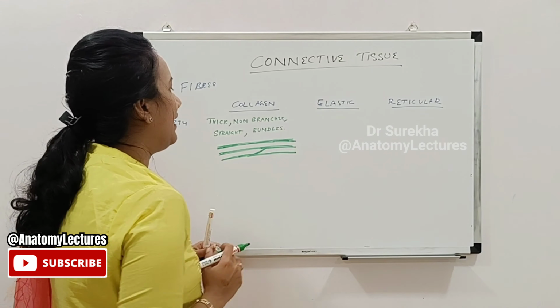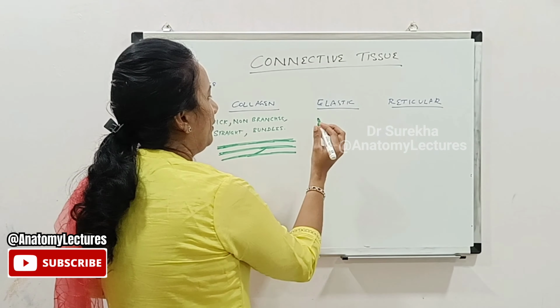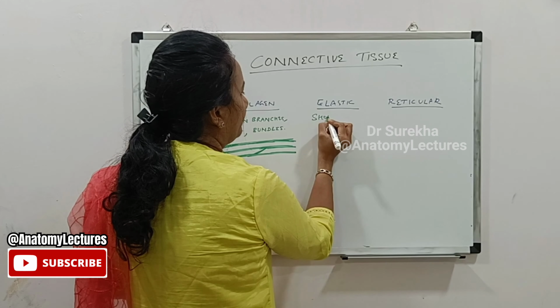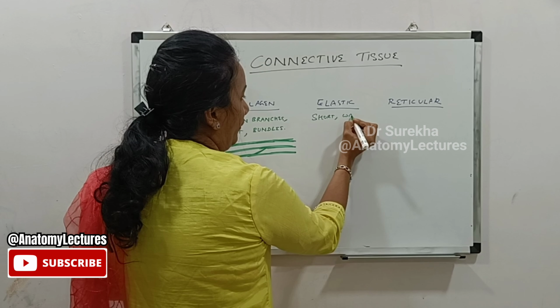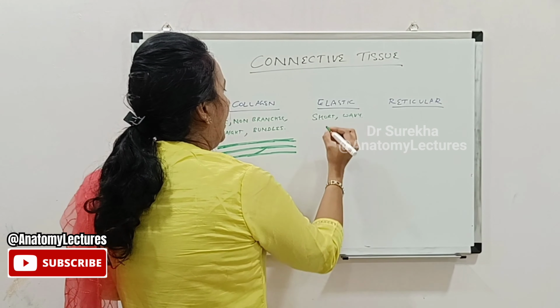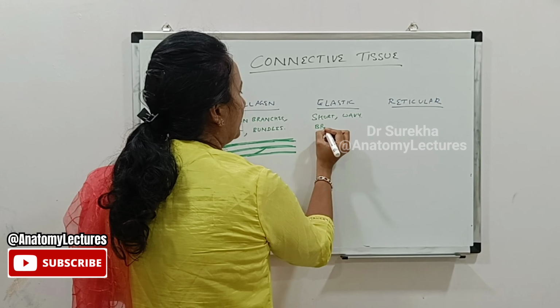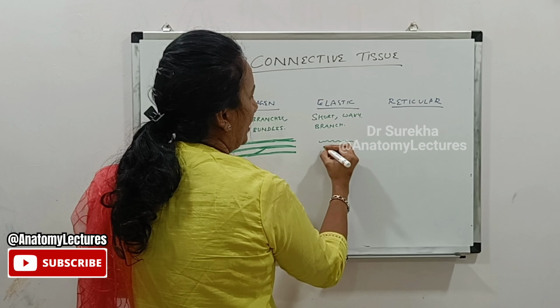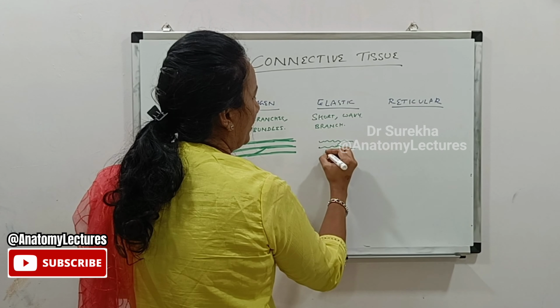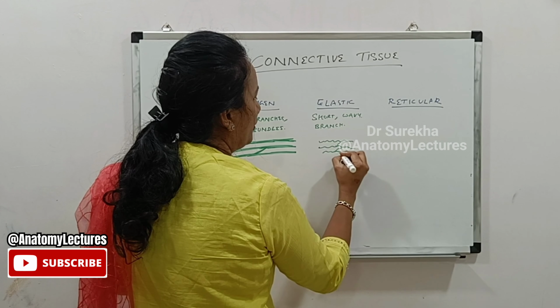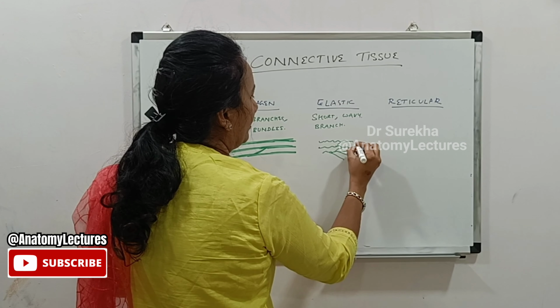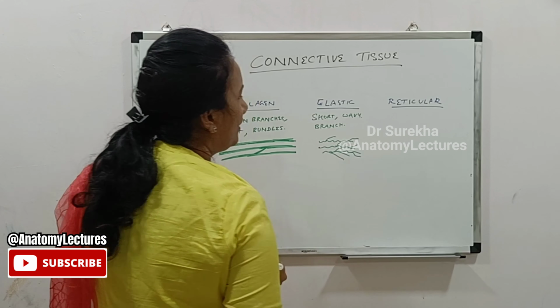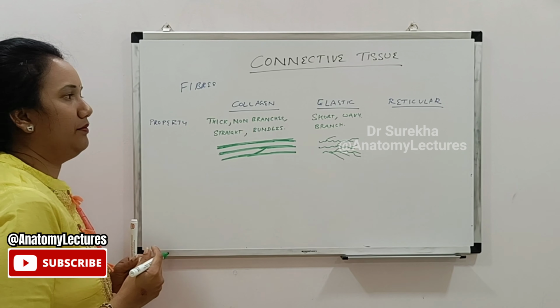Now what about the elastic fibers? Elastic fibers are short, they are wavy in appearance and they branch. They are short and wavy, and they will show this branching pattern like this. So that is the feature of elastic fibers.